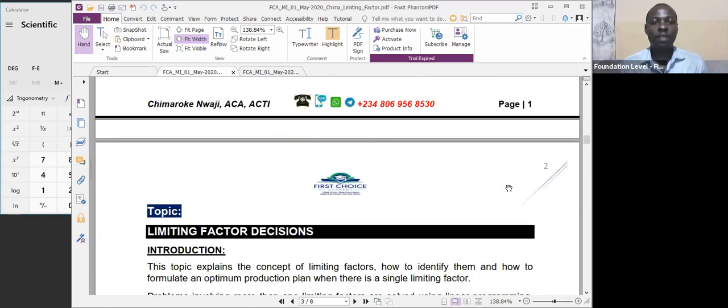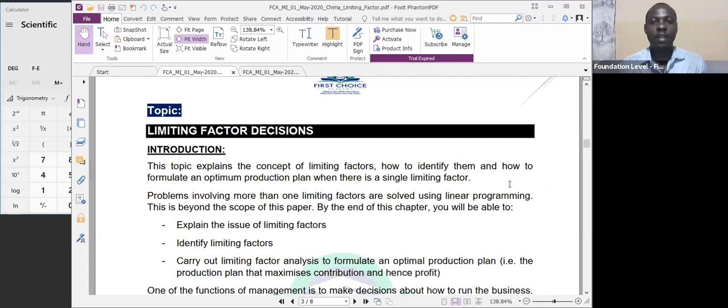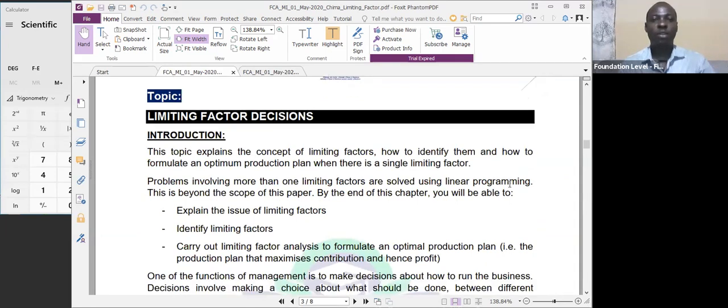Limiting factor decisions. Okay, now what is a limiting factor? Which factors are we talking about? When we talk about factors, we are looking at factors of production. So we are talking about production in the real sense of the word. We have some factors of production, which could be land, material, machines, men. All these are factors of production. Now, these factors could affect production in such a way that we could not meet our demand.